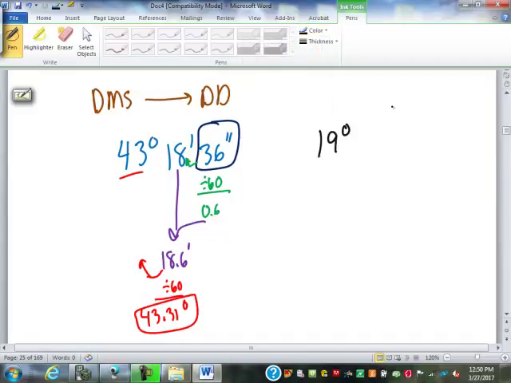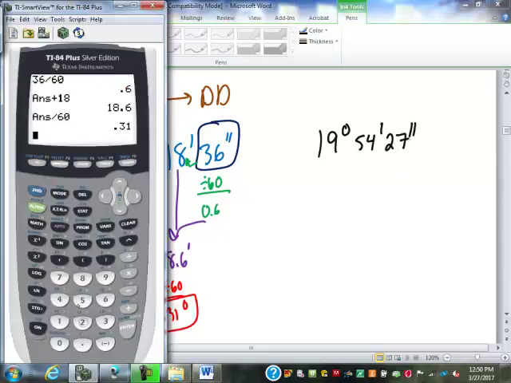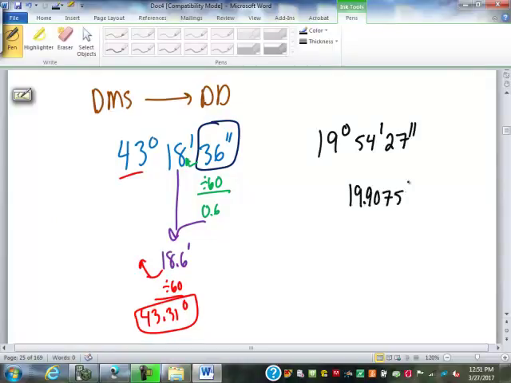So let's say I have 19 degrees, 54 minutes, 27 seconds. On my calculator, I will start out with the 27. What will I do? Divide by 60 to convert that 27 seconds into minutes. So that is 0.45 minutes. So now what do I do? Add the 54 minutes to my 0.45 minutes. So I have 54.45 minutes. Then what? Divide by 60 one more time, turn those into degrees. 0.9075 degrees. I add my 19 degrees to that. 19.9075 degrees.